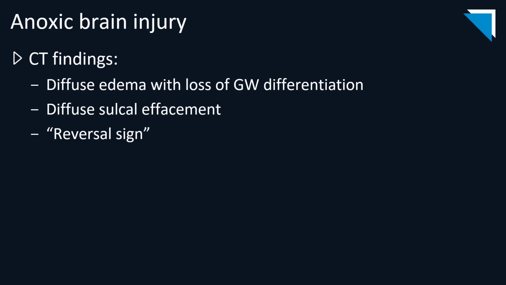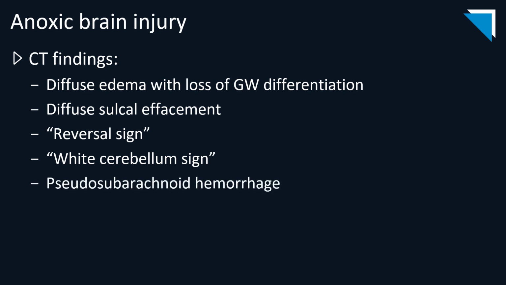The so-called reversal sign, which is sometimes seen in the first 24 hours, is a bit less common. This results from reversal of the normal attenuation of the gray and white matter, and it's felt to be due to partial obstruction of venous outflow due to the increased intracranial pressure from the cerebral edema. You'll sometimes see what's known as the white cerebellum sign, which is apparent increased attenuation of the cerebellum due to the diffuse cerebral edema.